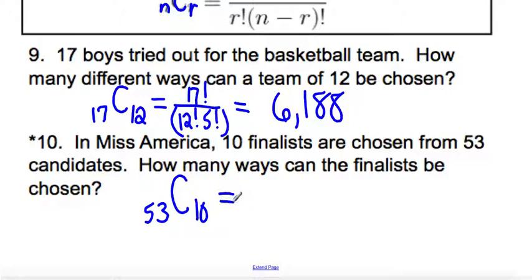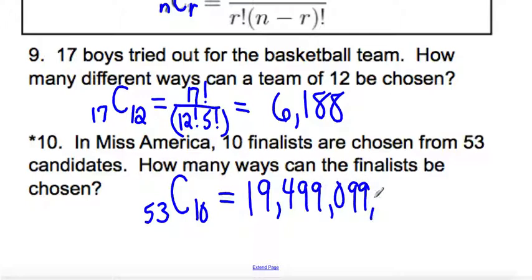And this one I highly recommend you put in your calculator. I think my calculator even spit it out in scientific notation, but it's like 19,499,099,620. So that is a lot of different ways to choose those lovely ladies.